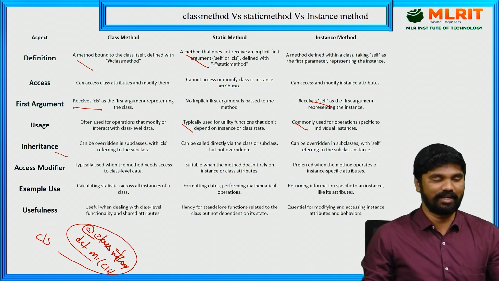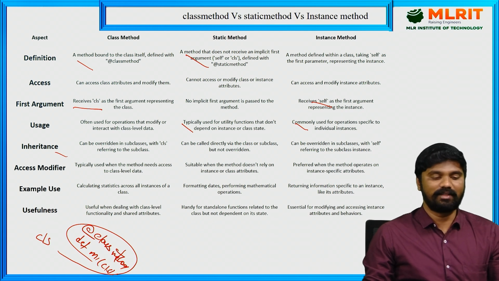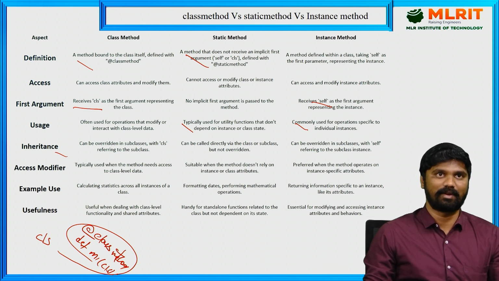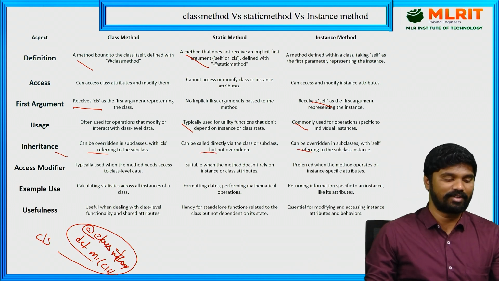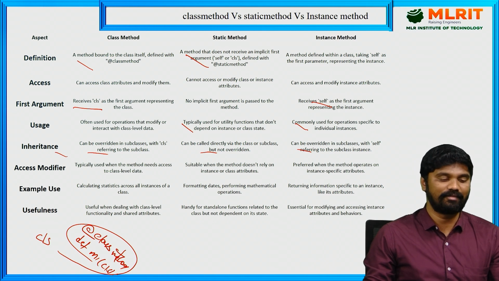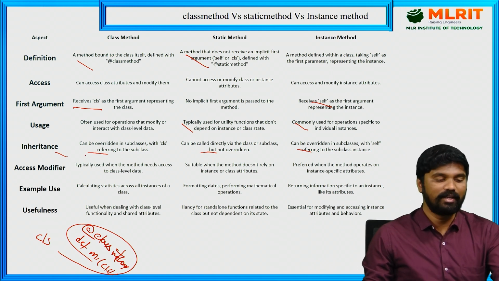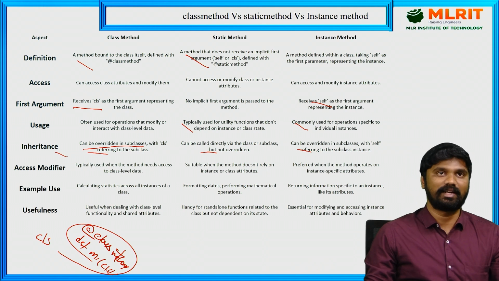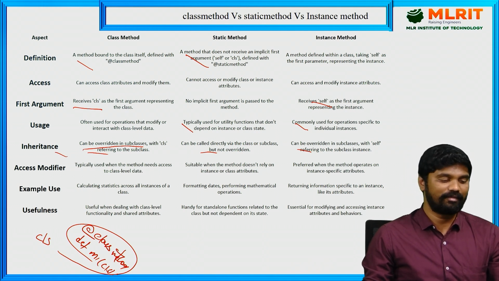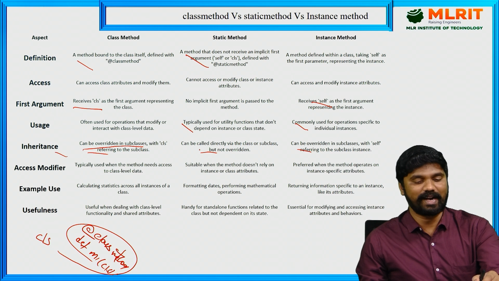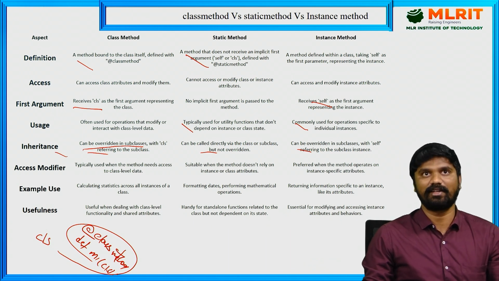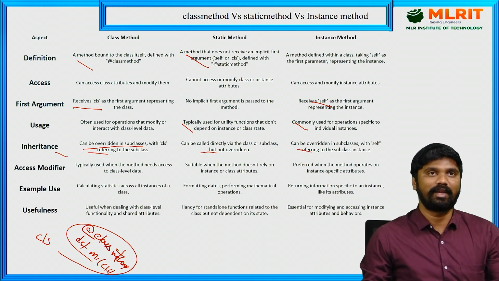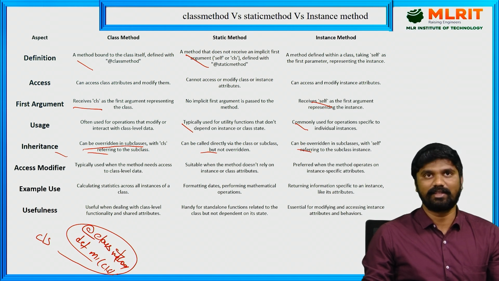Next, coming to the inheritance aspect, the class method can be overridden in subclasses, with CLS referring to the subclass. Anyway, we will see all these differences when we discuss inheritance as well as polymorphism. So the class method can be overridden in the child class. Next, the static method can be called directly through the class or subclass, but we cannot override it. We can access the static method from the parent class in the child class, but we cannot override the static method in the child class.